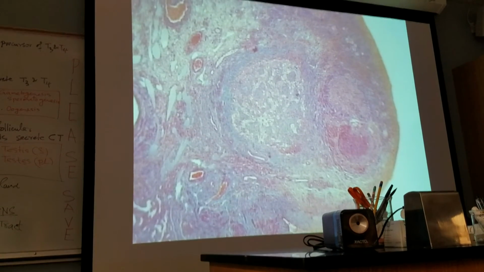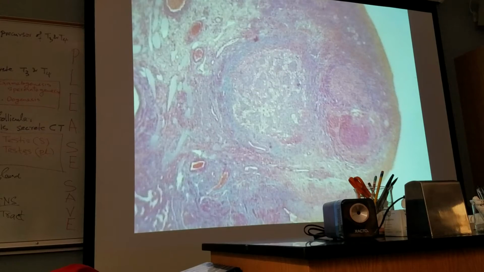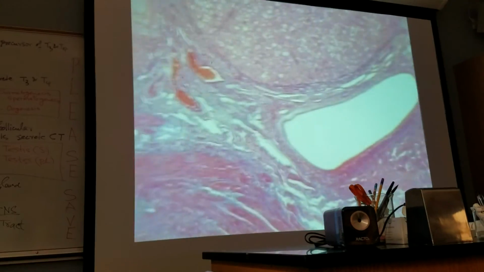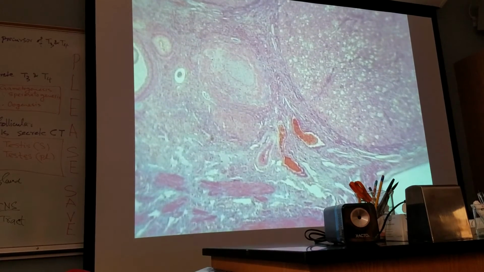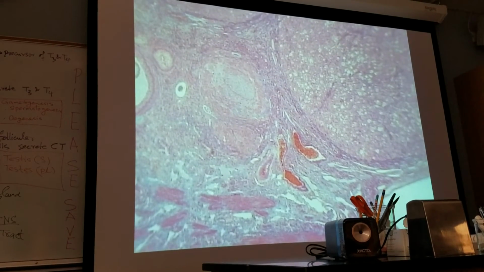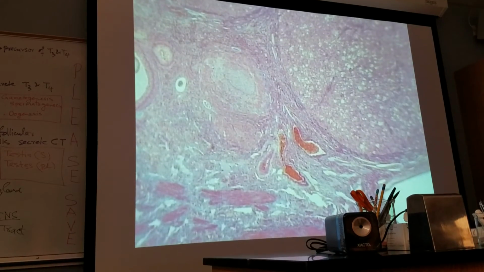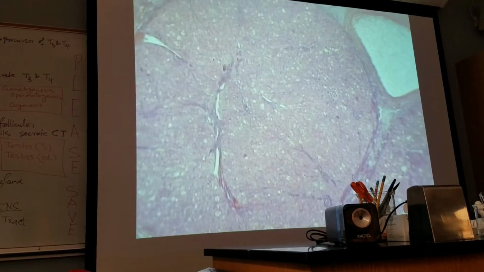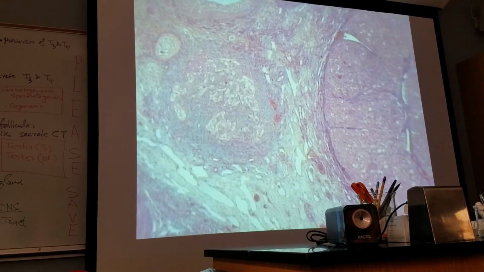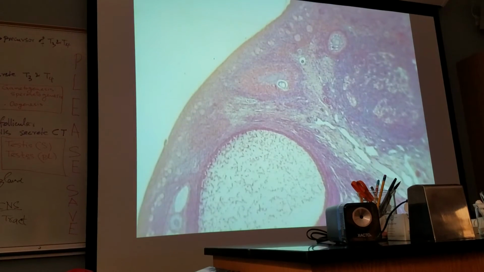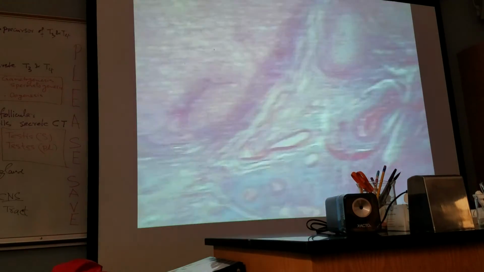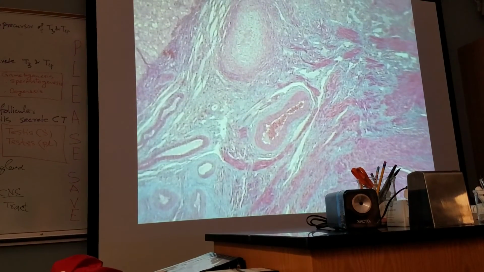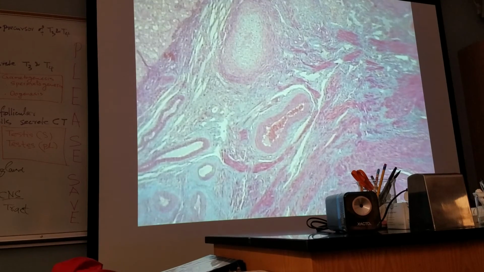And when complete degeneration has occurred, it's called corpus albicans. And I'll show you one. This one is corpus albicans. Okay? This is fully formed. This is a degenerating corpus luteum. And here is corpus albicans. This is the corpus albicans. Okay?